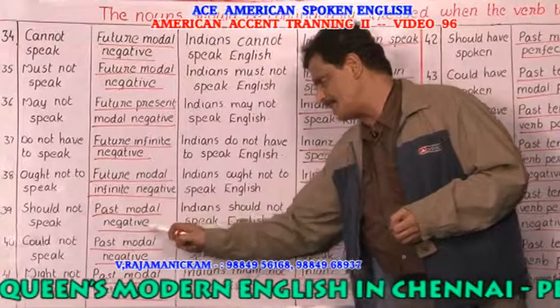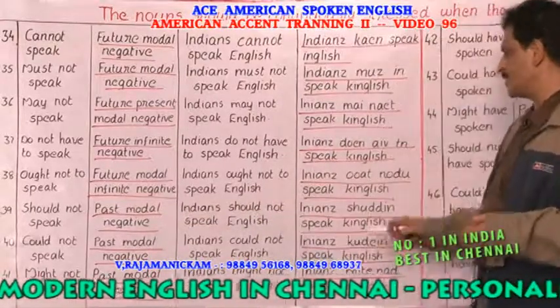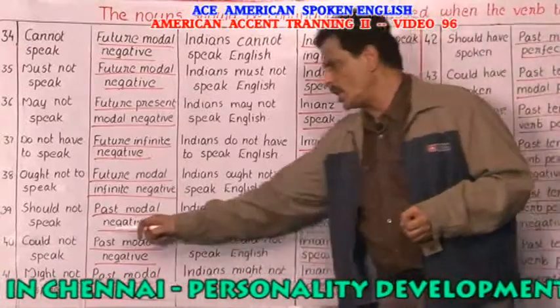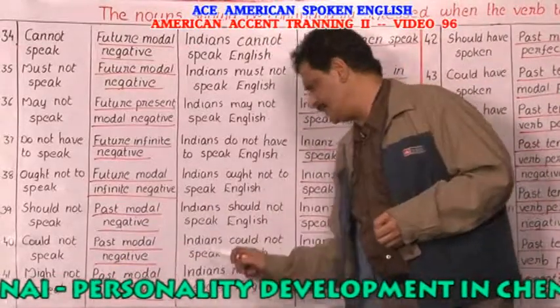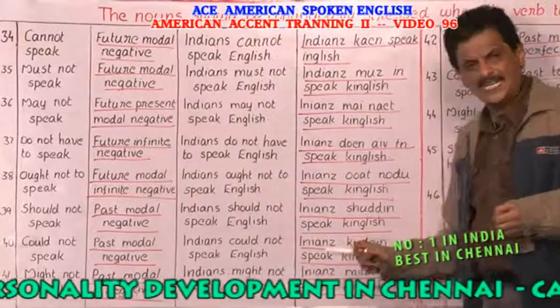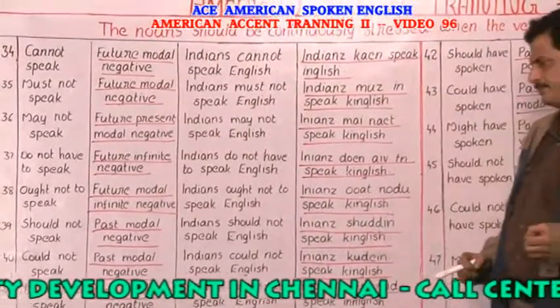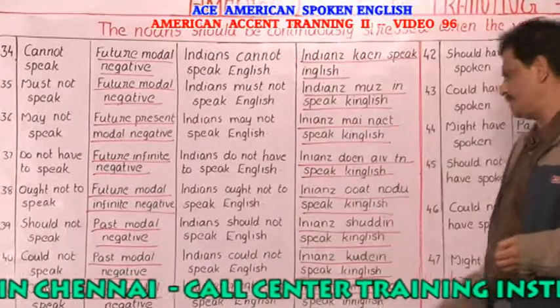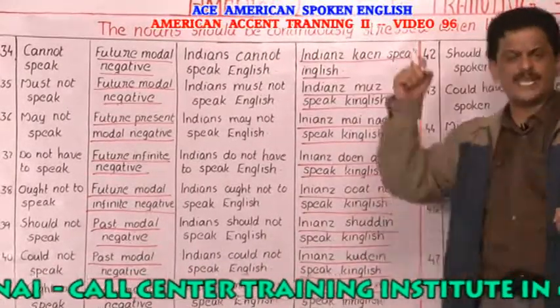Should not speak. Past tense modal negatives. Indians should not speak English. Indians shouldn't speak in English. Could not speak. Past tense modal negative. Indians could not speak English. Indians couldn't speak English. Might not speak. Past tense modal negative. Indians might not speak English.